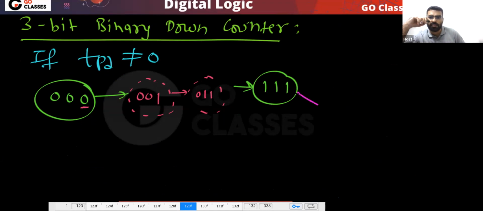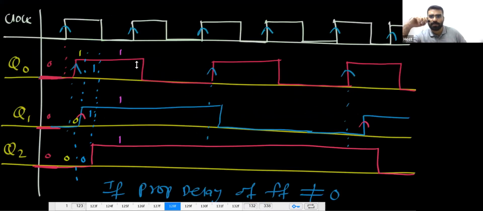Where should I go next? What should be my next state? That should be 1,1,0. Will there be any transient state? No. Okay, can you verify from the timing diagram? Do we have any transient state? There is no transient state.